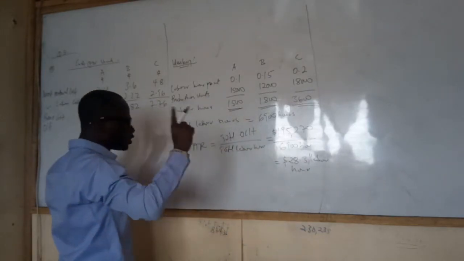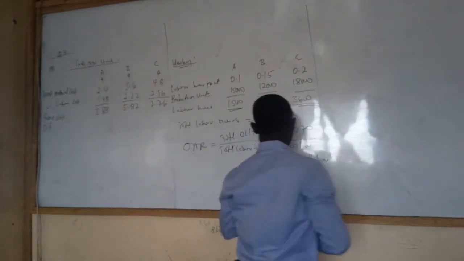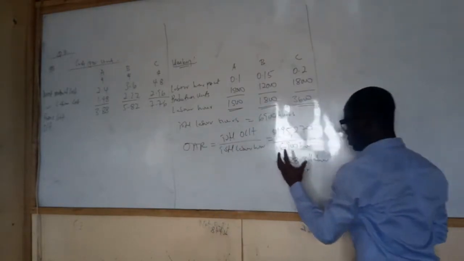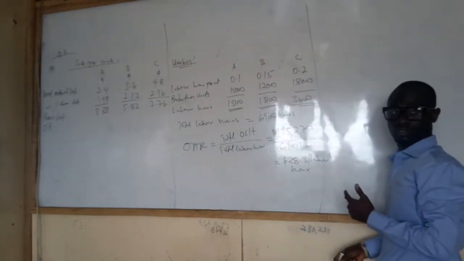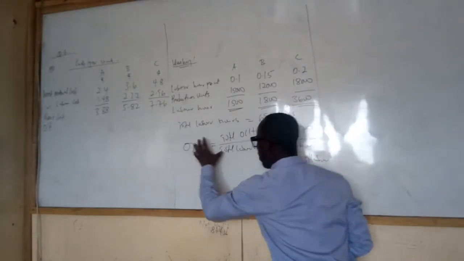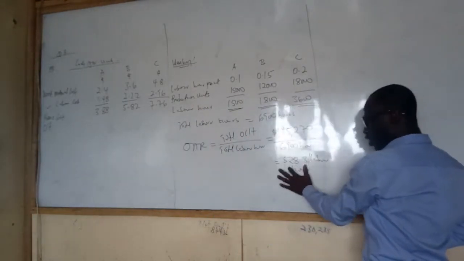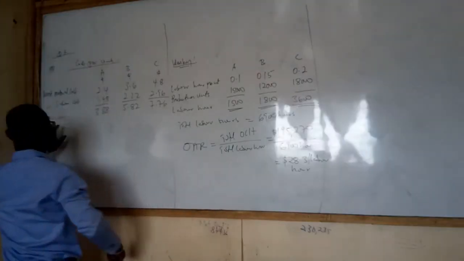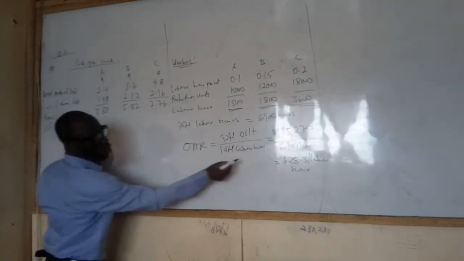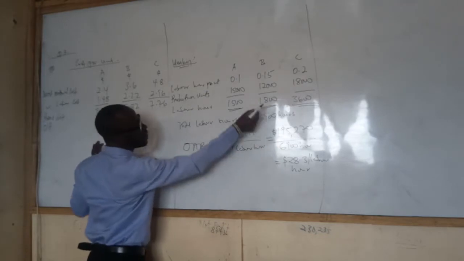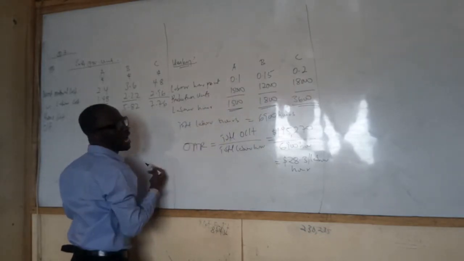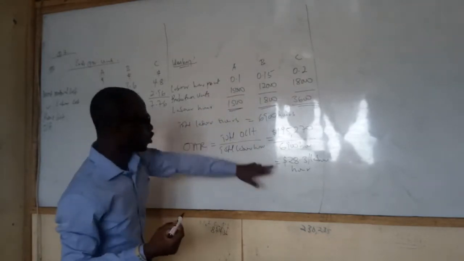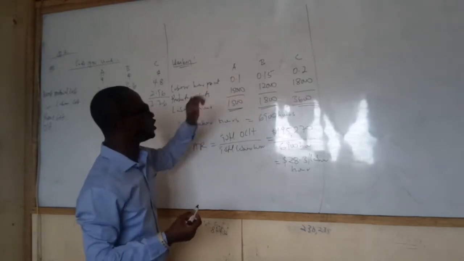Now, this is where I want you to stay with me more closely. We have calculated the overhead absorption rate, 28.3. It is this overhead absorption rate we will use to absorb the overheads. So we will use it to multiply by what? The actual labor hours that were used. So 28.3, A uses 0.1.